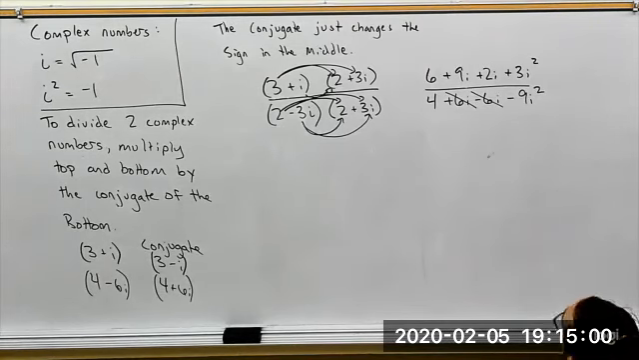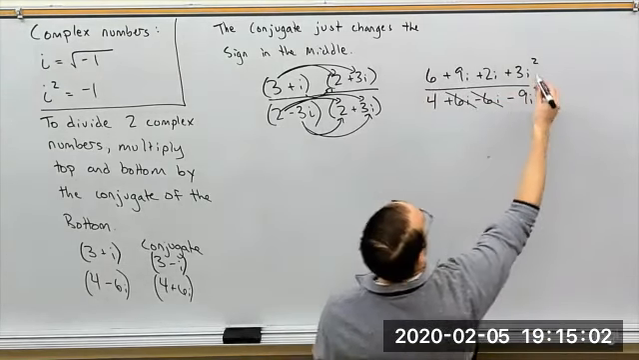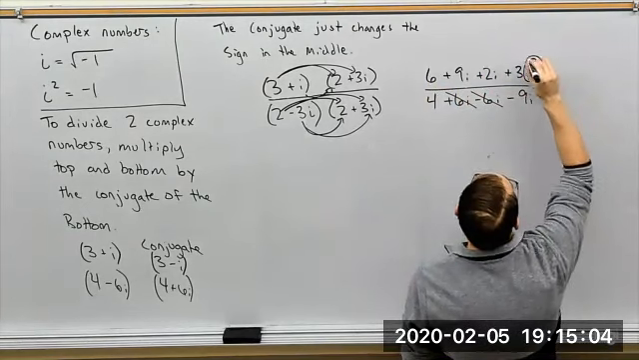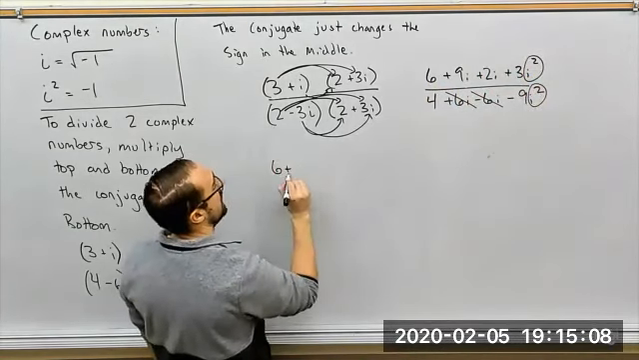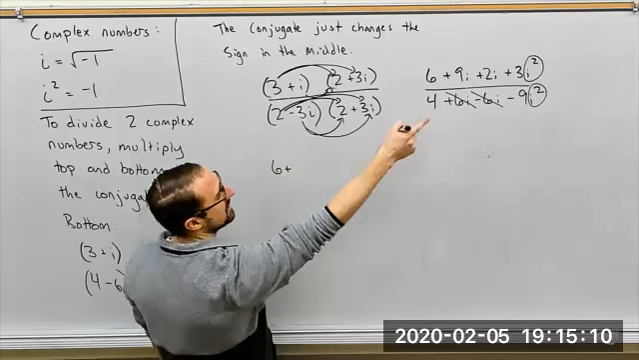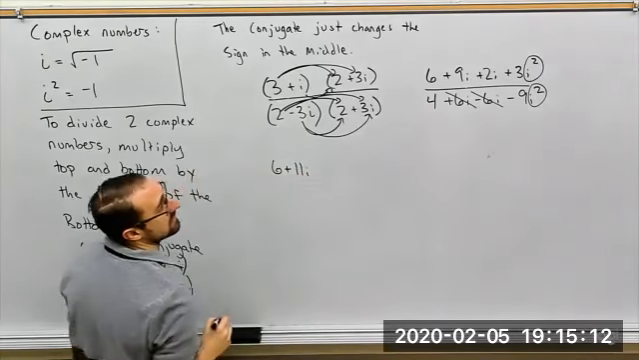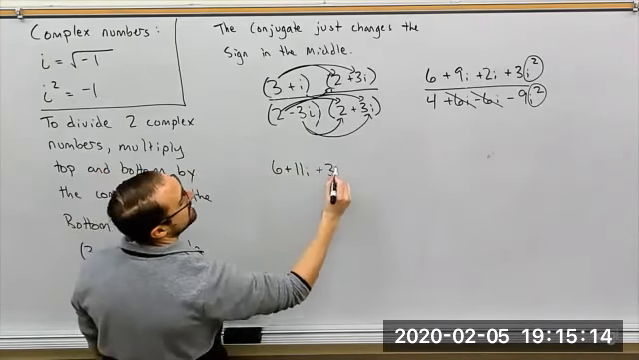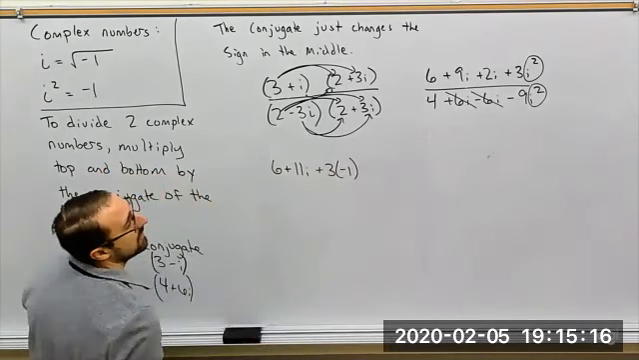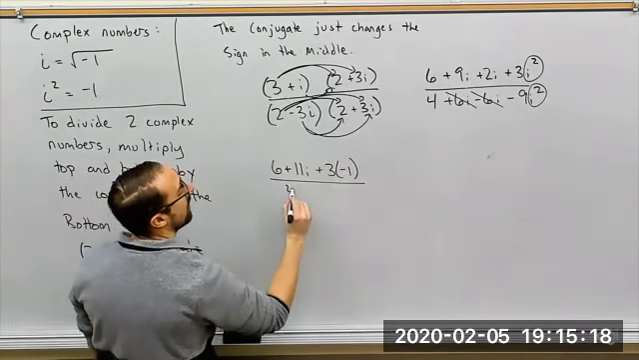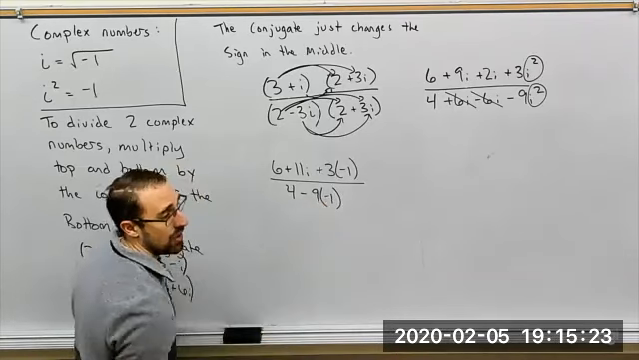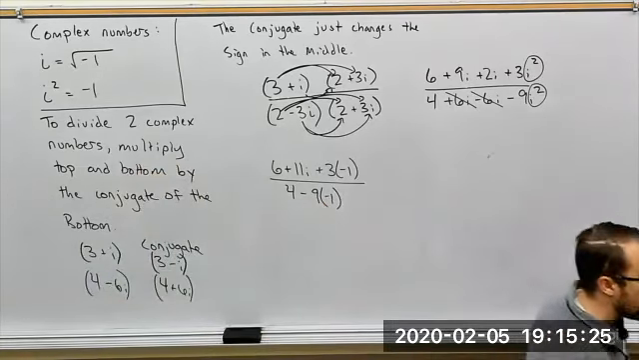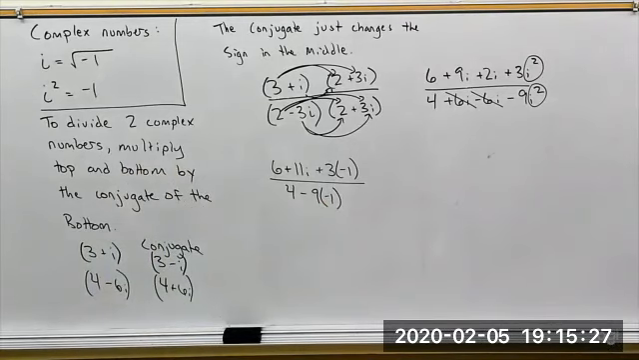All right? Let's combine the top. Let's rewrite i squared. i squared is -1. So we get 6 plus 9i plus 2i is 11i. And then we get plus 3 times -1, all divided by 4 minus 9 times -1. Replace i squared with -1.